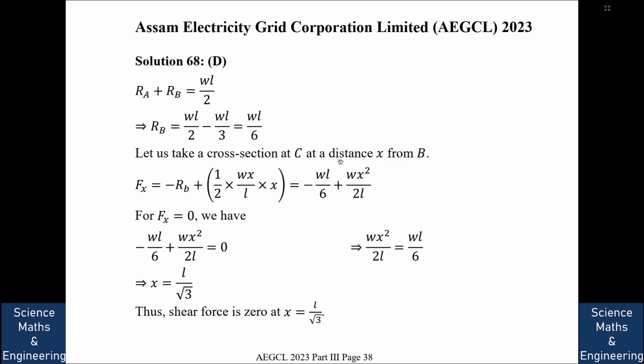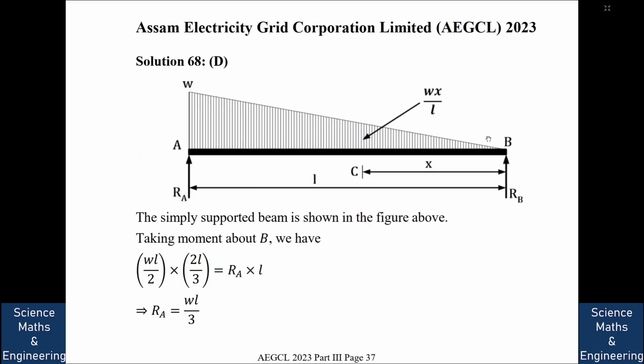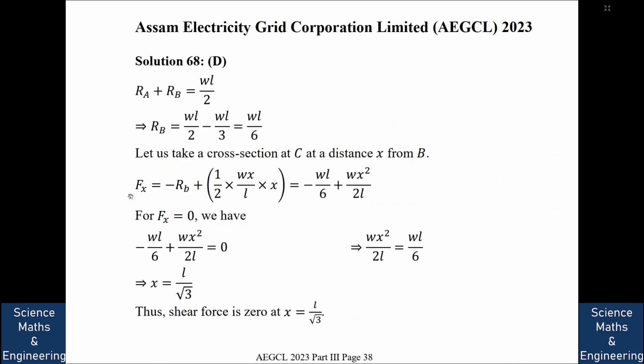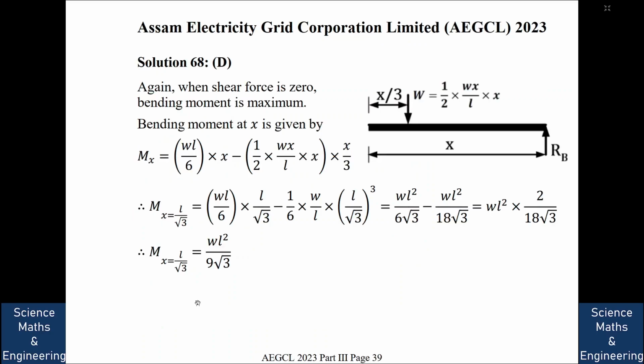Now if we take this cross section at C and a distance x from B, what we get is that we have minus RB here, and what is this weight? This is half into Wx by L into x. So Fx would be equal to this value, minus WL by 6 plus Wx square by 2L. So for Fx equal to 0, we have x is equal to L by root 3. Now if the shear force is 0, then the bending moment is maximum.